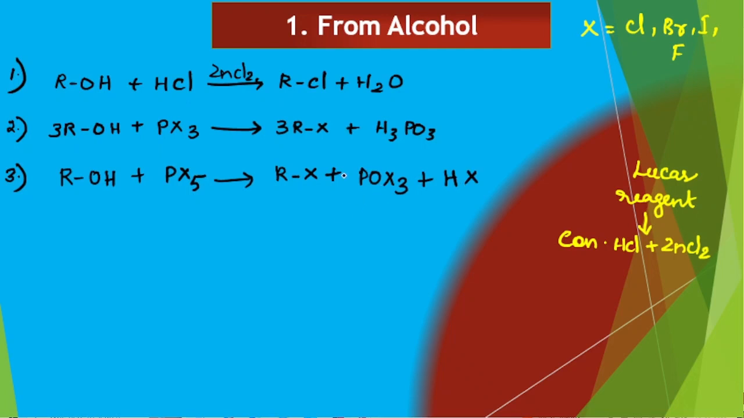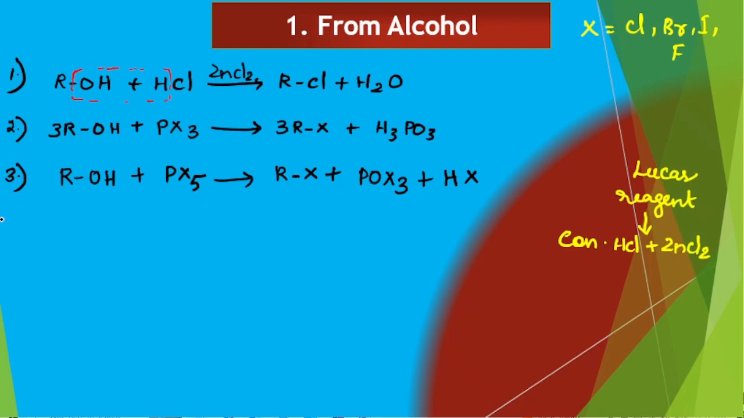Here your POX3 is nothing but phosphorus oxytrihalide. We call it phosphorus oxytrihalide because three halogens are there, right? These two reactions you must read. There is no shortcut for this, but for the first one we saw there is a shortcut. You can remember it like this: the 2 will go out. But for the next two you have to learn by heart. No problem, you can do that. So what I told for the second one: RX will come out and H3PO3 will come out. Here RX will be there, POX3 plus HX will come out.